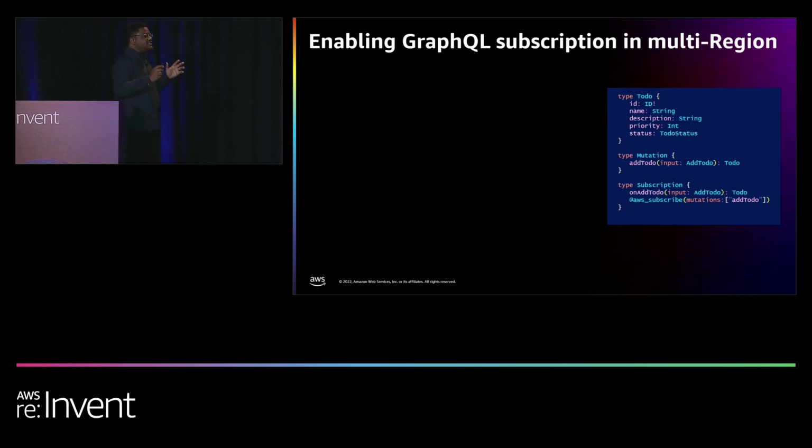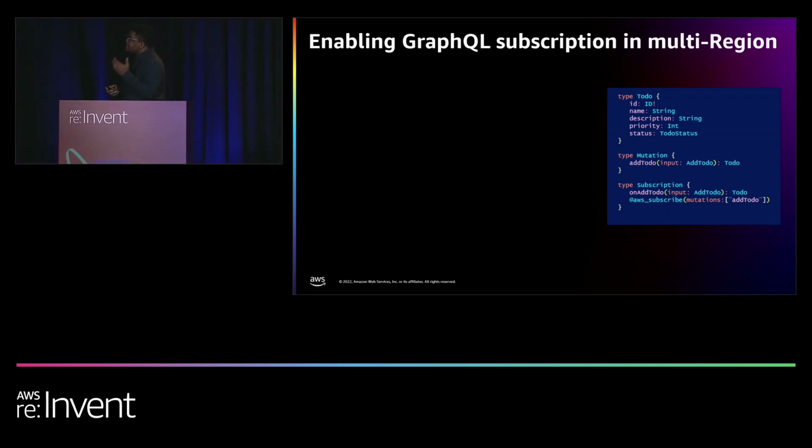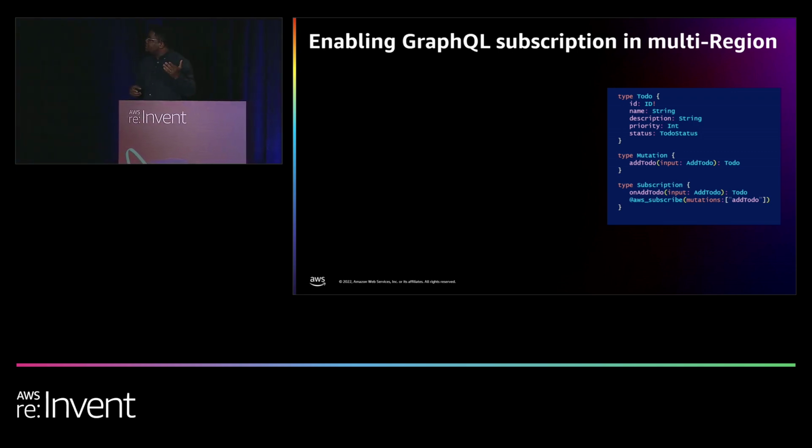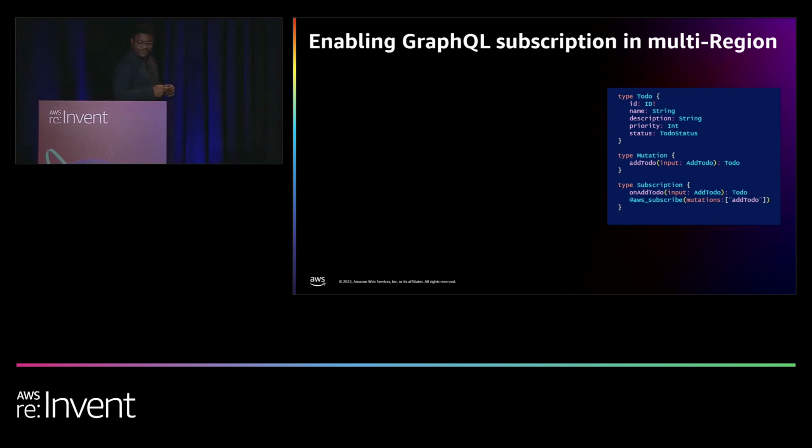So let's look at the AppSync schema that we've been playing around with. This is a little extract from the GraphQL schema for the to-do app we're talking about. You can see the to-do type with the fields and the type for each field. And you can see the mutation addToDo and the subscription that is listening to any new to-do that has been added, addToDo.